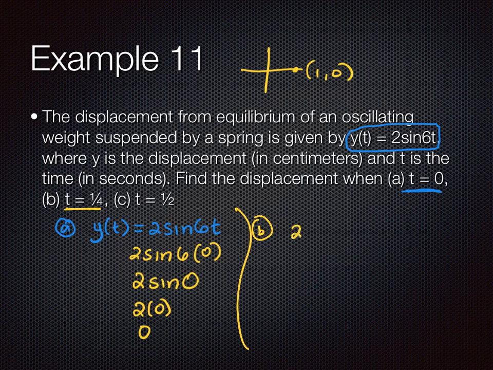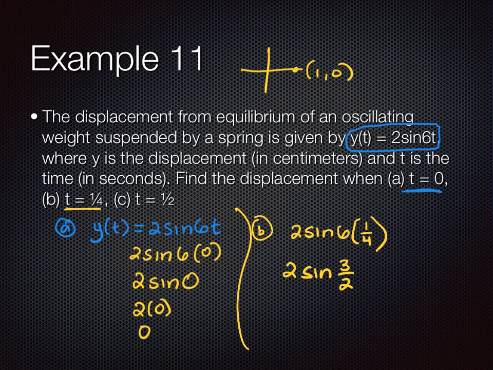So that's A. B says t is 1/4. So I'm going to do 2 sine 6 times 1/4. 2 sine, this becomes 3/2. Now is that an angle on your unit circle? There's no pi there, right? If the pi was there, then it's on your unit circle, 3 pi over 2. Yes, does that make sense? But the pi is not there, so this is 1.5. But it's still in radians because it doesn't say anything about degrees.